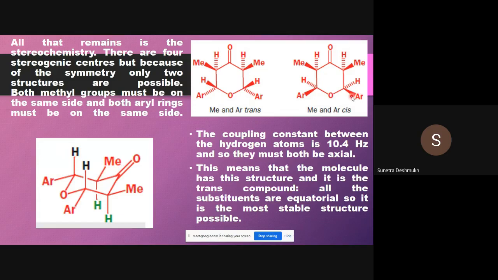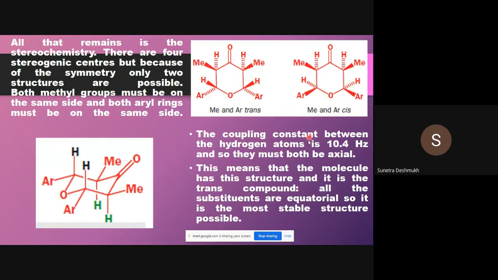Another possible structure is that the methyl groups are present above the plane, and the two aromatic rings are also present above the plane. So this will be the possibility of the formation of the product. Now, with the help of the coupling constant, we have to finalize which structure is forming.